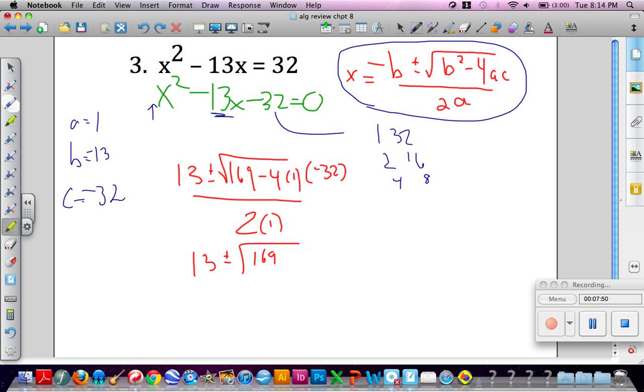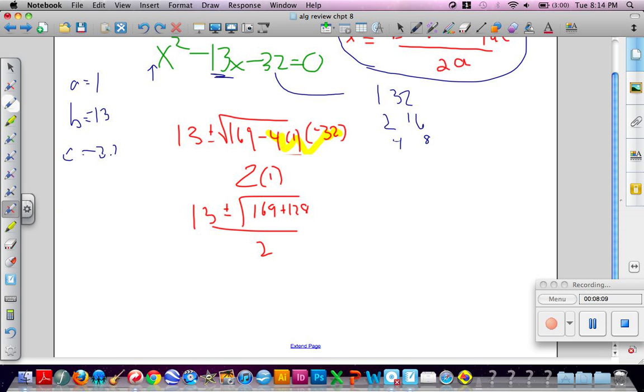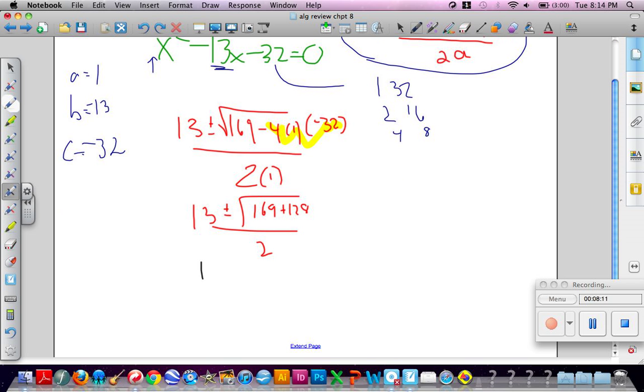I'm taking my negative 4, my minus 4, and my minus 32, and my 1. That's getting me a positive 128, all over 2. So now I have 13 plus or minus root, add those two together, gets me 297 over 2.